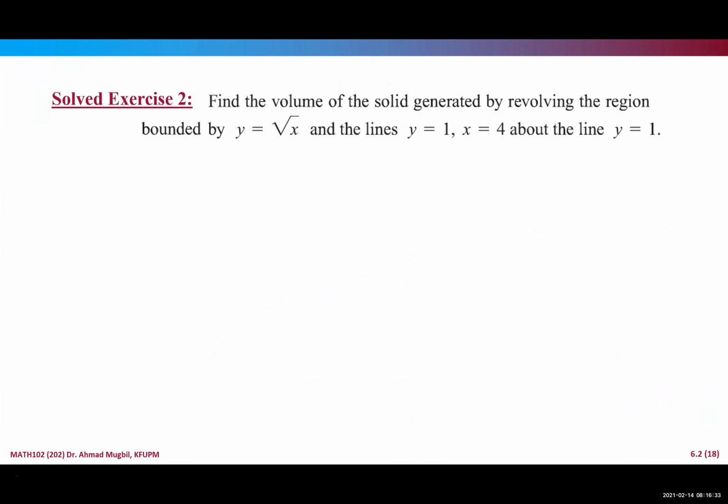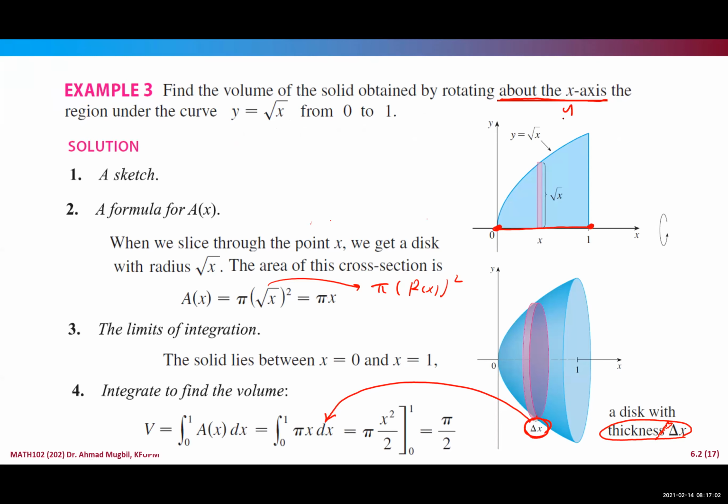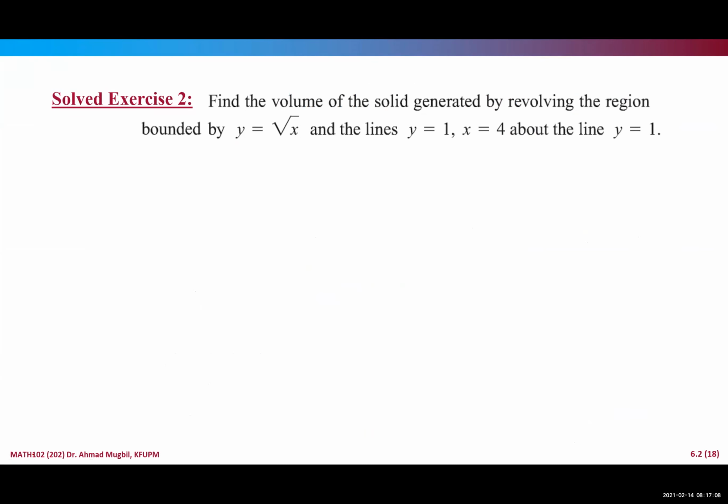This is an exercise. Find the volume of the solid generated by revolving the region, the same region that we had before, look. But here we have additional lines. We have y equals 1, x equals 4, and what is the axis of the rotation? We will rotate or revolve the region about the line y equals 1. So first of all, you should focus on this part. In the previous example, what was the axis of rotation, guys? It was y equals what? y equals 0. Yes, now it is y equals 1. So both of them are horizontal. So this is good. We will integrate with respect to x.